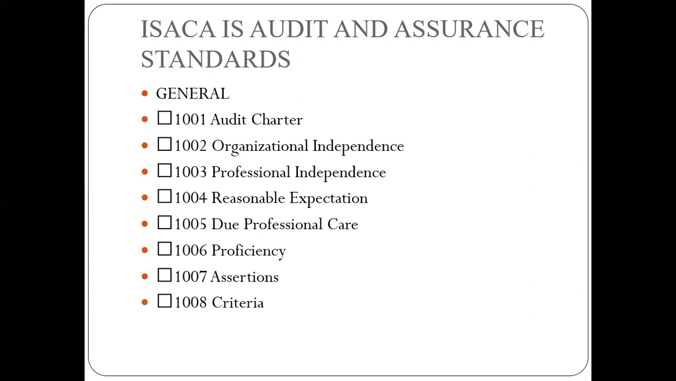That is what professional independence is all about. The 1004, reasonable expectation. Now, there's no perfect audit. There's no absolute assurance in audits. There's no audit that can tell you there's absolutely no fraud in this organization, or no irregularity, because you don't do 100% testing. Most audits are based on sampling. We'll talk about that in part 2. But you should still plan the audit in such a way that we have a reasonable expectation that we can rely on your work.